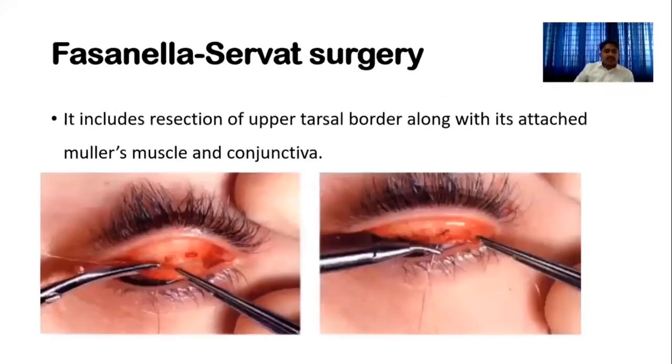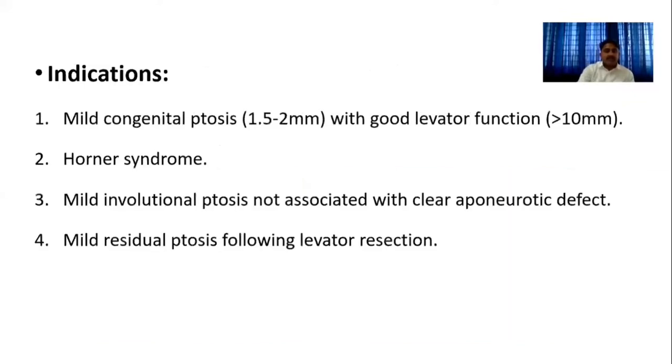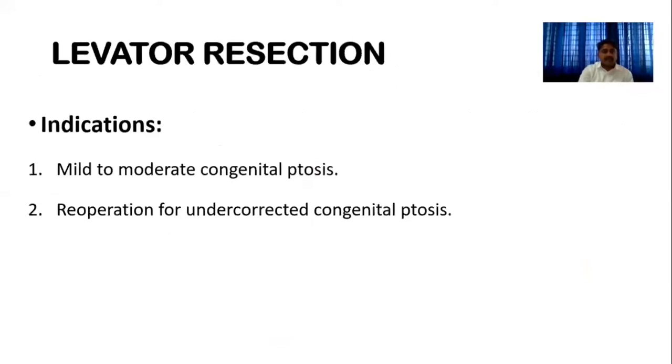Fasanella-Servat surgery includes resection of the upper tarsal border along with its attached Müller's muscle and conjunctiva. The indication for Fasanella-Servat is mild congenital ptosis of 1 to 2 millimeters with good levator function, that is more than 10 millimeters, Horner syndrome, mild involutional ptosis not associated with a clear aponeurotic defect, and mild residual ptosis following a levator resection.